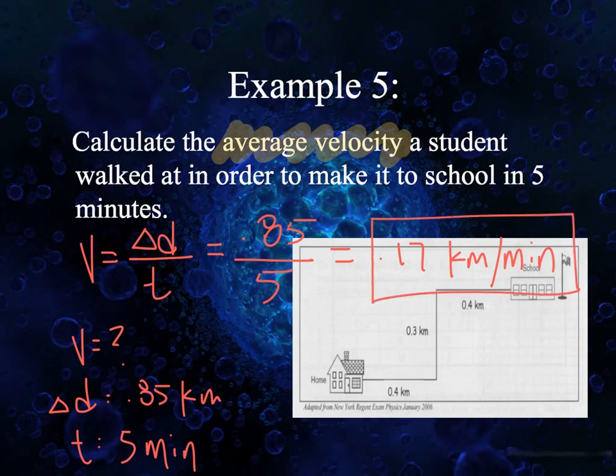0.17. Now, again, we probably will never leave things in kilometers per minute. We'll get into conversions later on, but for now, for the sake of the notes, we'll leave it in kilometers per minute. 0.17. That's roughly, it's almost 2.5, 3 meters per second.